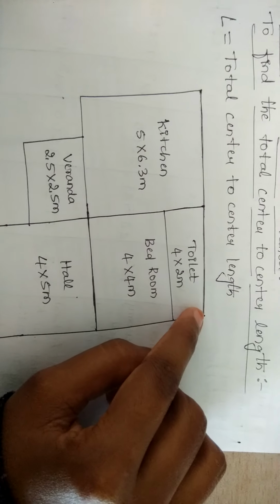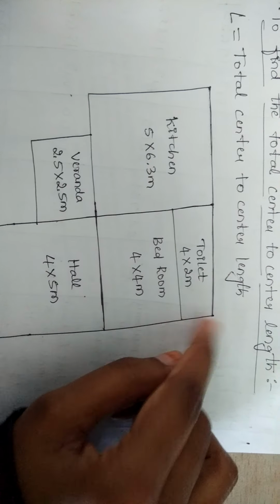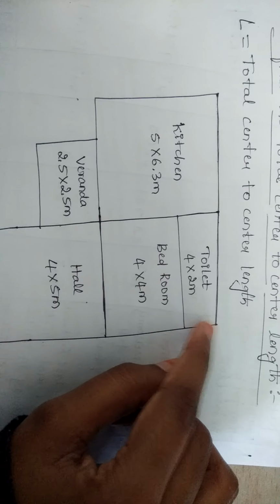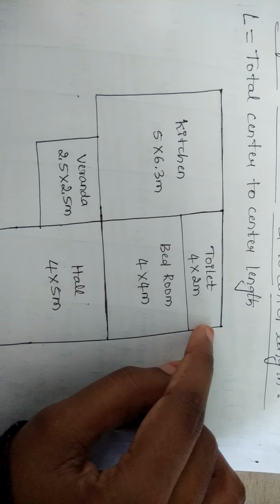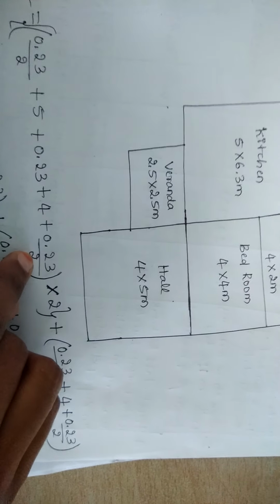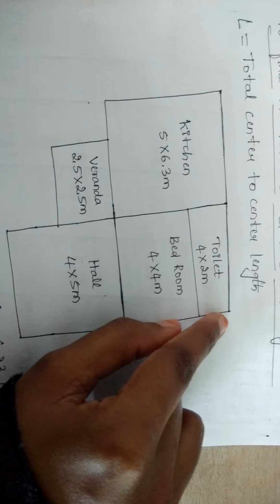Plus, once you reach this point, at the end you can see one vertical line. This vertical line represents one more wall at the end. So at this point, as this comes under the corner of the building, you have to take half of the length here. The half of the length is 0.23 by 2. So that gives you the complete length of the wall from this point to this point.